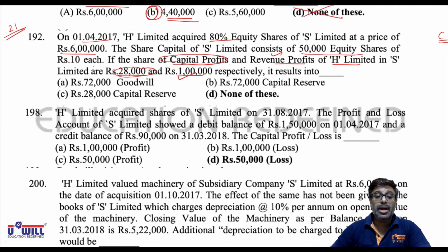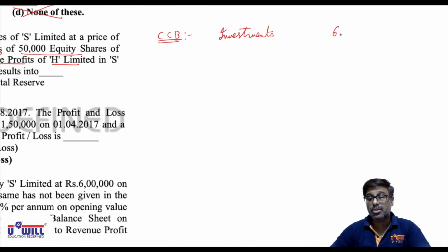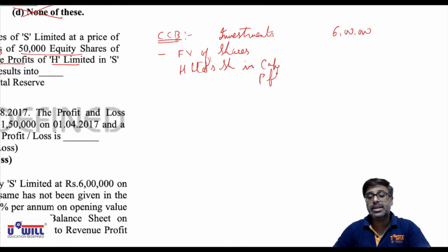So H Limited acquired 80% equity shares of S Limited at a price of 6 lakhs. Means what are the investments of holding company in the shares of subsidiary company? 6 lakhs. Then we minus 2 things: face value of shares held by holding company and holding company's share in capital profits of subsidiary company.